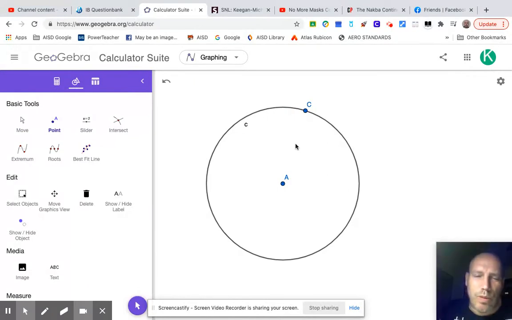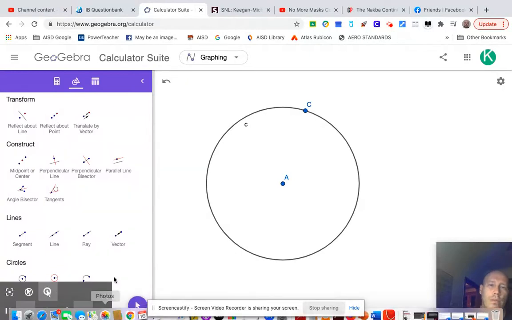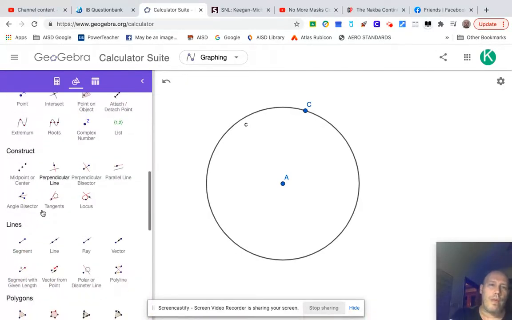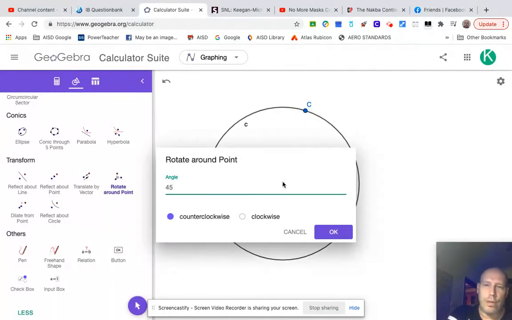And so sometimes when you're asked, like, what's a circle? Your first response is, oh, it's 360 degrees. Well, I'm going to take 360 degrees and divide that by 6. 360 divided by 6 is 60. So I'm going to rotate C about A at 60 degrees. So let's go to transform. We need more. Sorry. Scroll back down to transform. We're going to rotate around a point. So I'm going to take C, rotate it around A, 60 degrees.